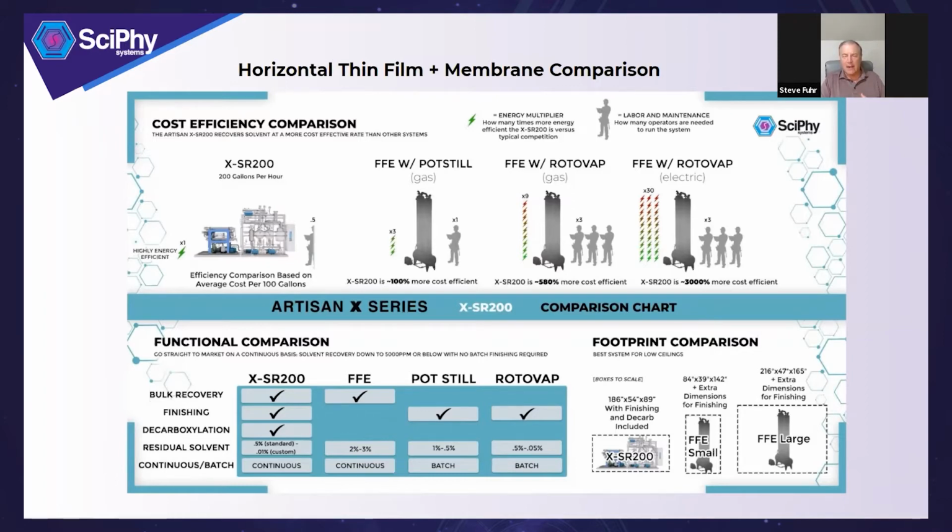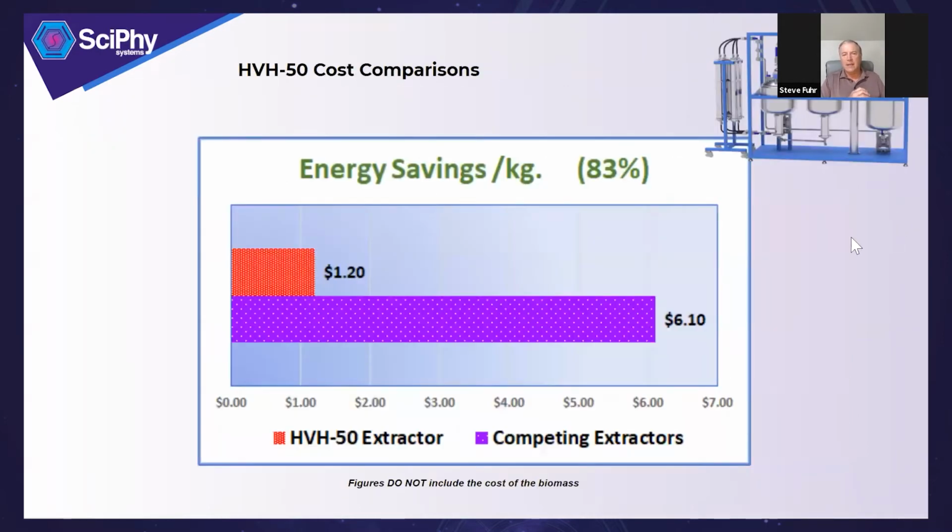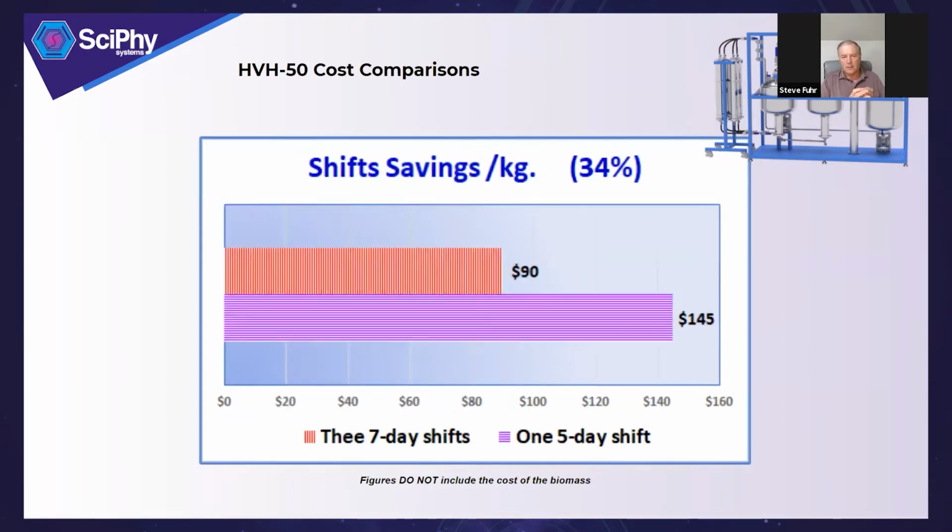And then the next slide, if you go forward, talks specifically about the hydrocarbon energy savings with our HVH 50 versus a leading competing model, where there are recovery systems right now in the hydrocarbon world that will let you save over 80% of your energy costs. It's a big number.